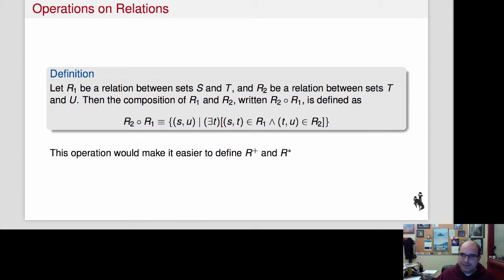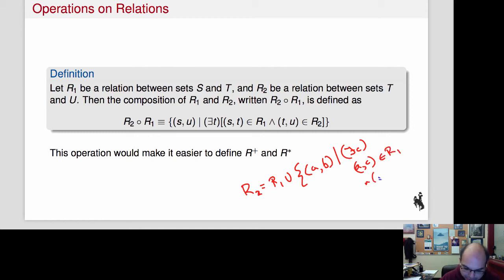Okay, if only we had this before, because we were doing these crazy things like R1 is equal to, actually let's start with R2. R2 is equal to R1 union, right? The set of all A, B such that there exists a C, A comma C belongs to R1 and C comma B belongs to R, okay? But actually I could have just simply said R2 is equal to R1 union R1 composition R, okay?